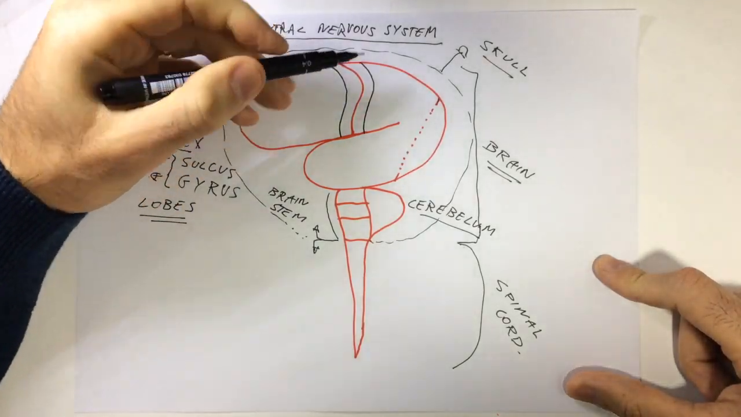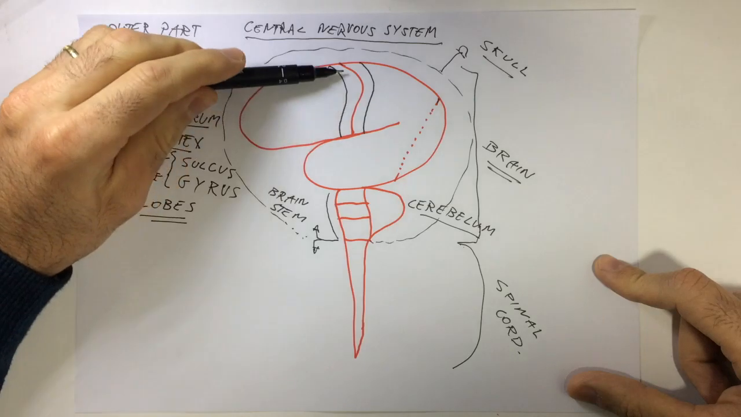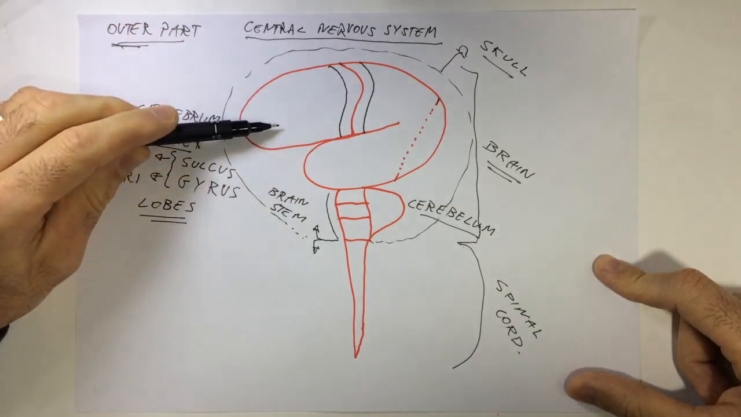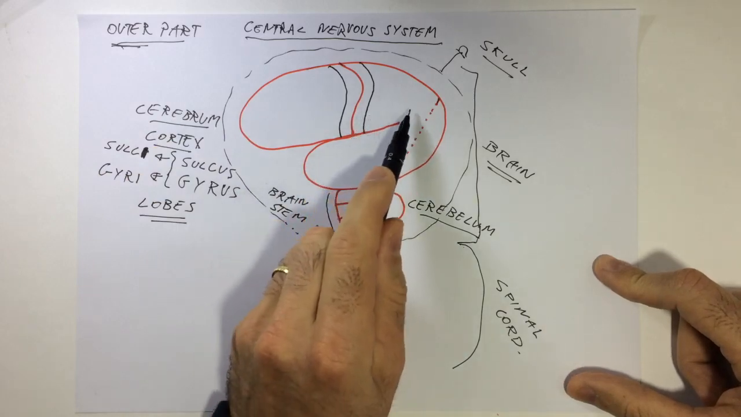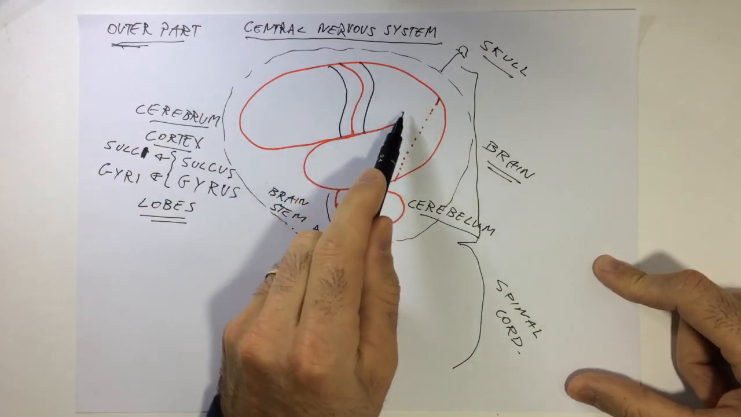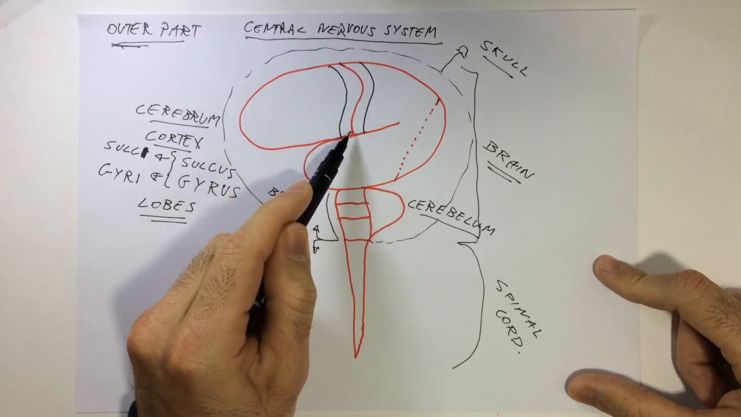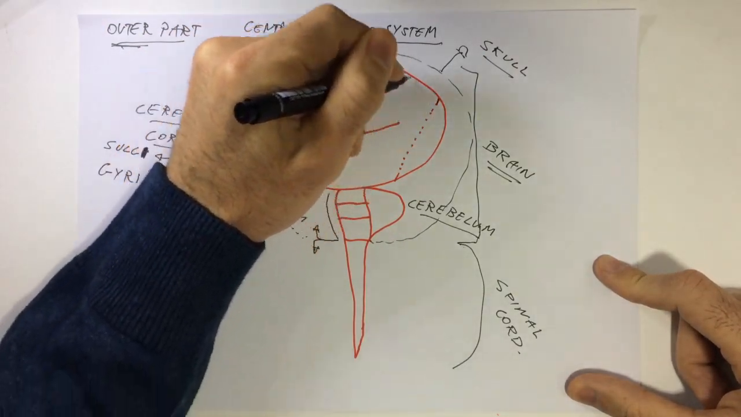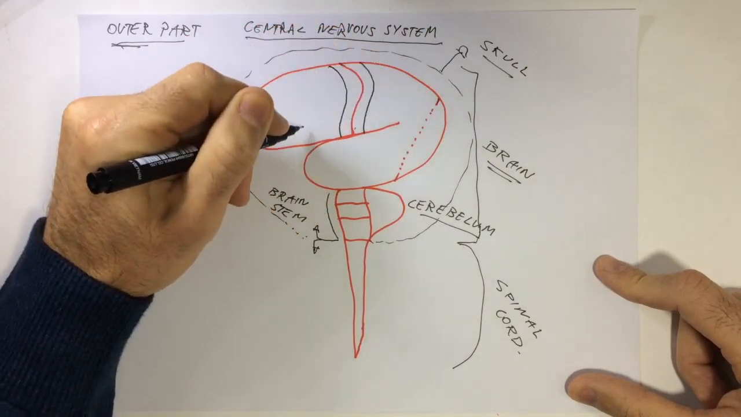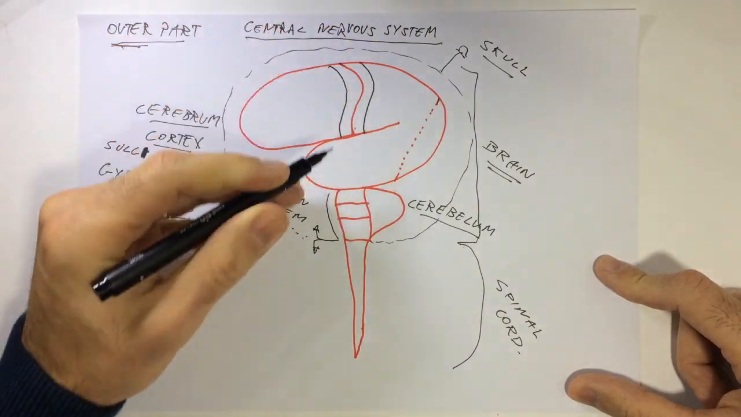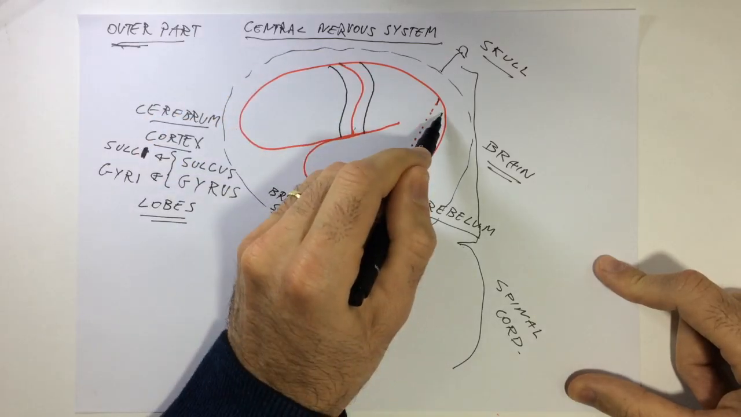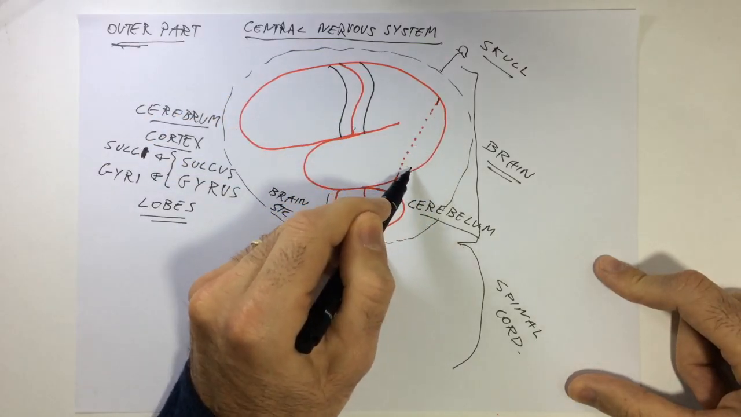Lobes. So here, this front part of the cortex, we have one lobe here. And then we have another lobe here in the back of this sulcus. So here we have one sulcus. This whole structure here, it's one lobe. This whole structure is another lobe. We have another lobe down here. And in the back of the brain, another lobe.